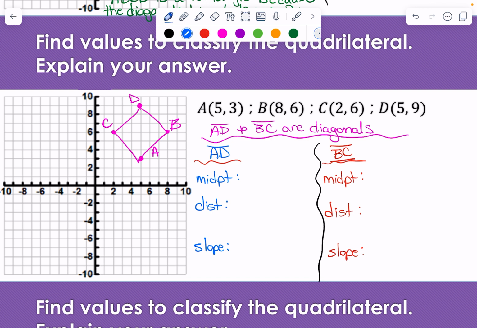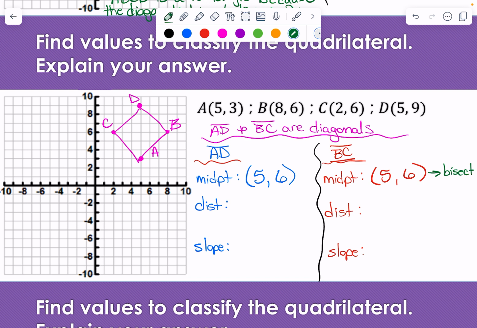Okay? So now we come back and we start with A to D. Remember, for midpoint, we simply add the two x's and divide. So A to D would be 5 plus 5 is 10 divided by 2, so that would be 5. 3 plus 9 is 12 divided by 2, that would be 6. So now I want to do BC. On BC, I have 8 plus 2 is 10 divided by 2 is 5. 6 plus 6 is 12 divided by 2 is 6. So right away, I know that these bisect each other.